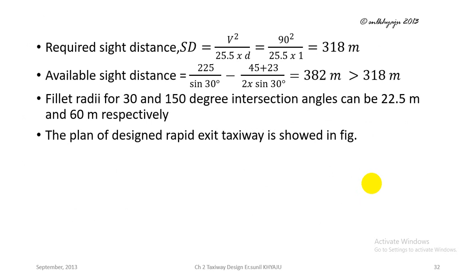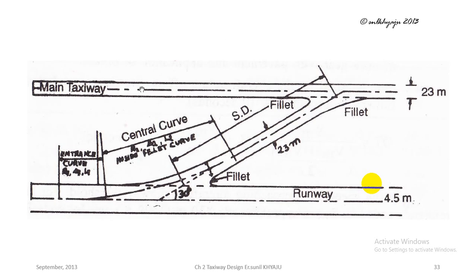Required side distance St is calculated by V square by 25.5 d and is calculated as 318 meters, and the given available side distance equals 225 divided by sine 30 minus (45 plus 23) divided by 2 times sine 30 and is calculated as 382, which is greater than 318 meter. Fillet radius for 30 and 150 degree intersection angle can be 22.5 meters and 60 meters respectively. The plan of design rapid exit taxiway is shown in figure, and this is the typical figure for the rapid exit taxiway for the calculations after example 2.